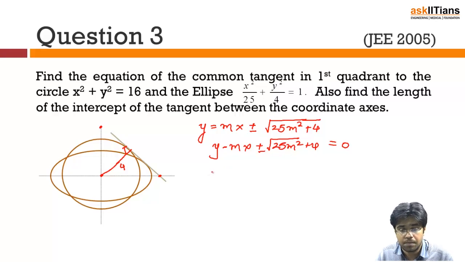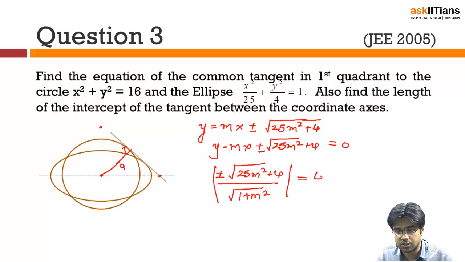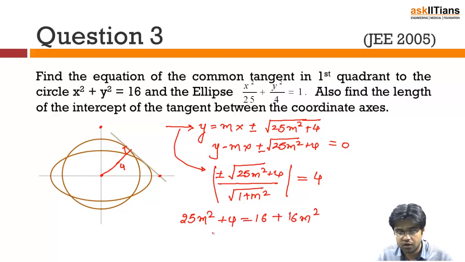And if I draw the perpendicular from the origin, it will be ±√(25m² + 4) divided by √(1 + m²). This perpendicular distance has to be equal to 4. We needed one condition on m to get the value of m, and this is the required condition. If I square it, I will get 25m² + 4 = 16 + 16m². From here I get m² = 12/9. That means m is equal to ± 2/√3. Remember, we are going to take m as −2/√3.